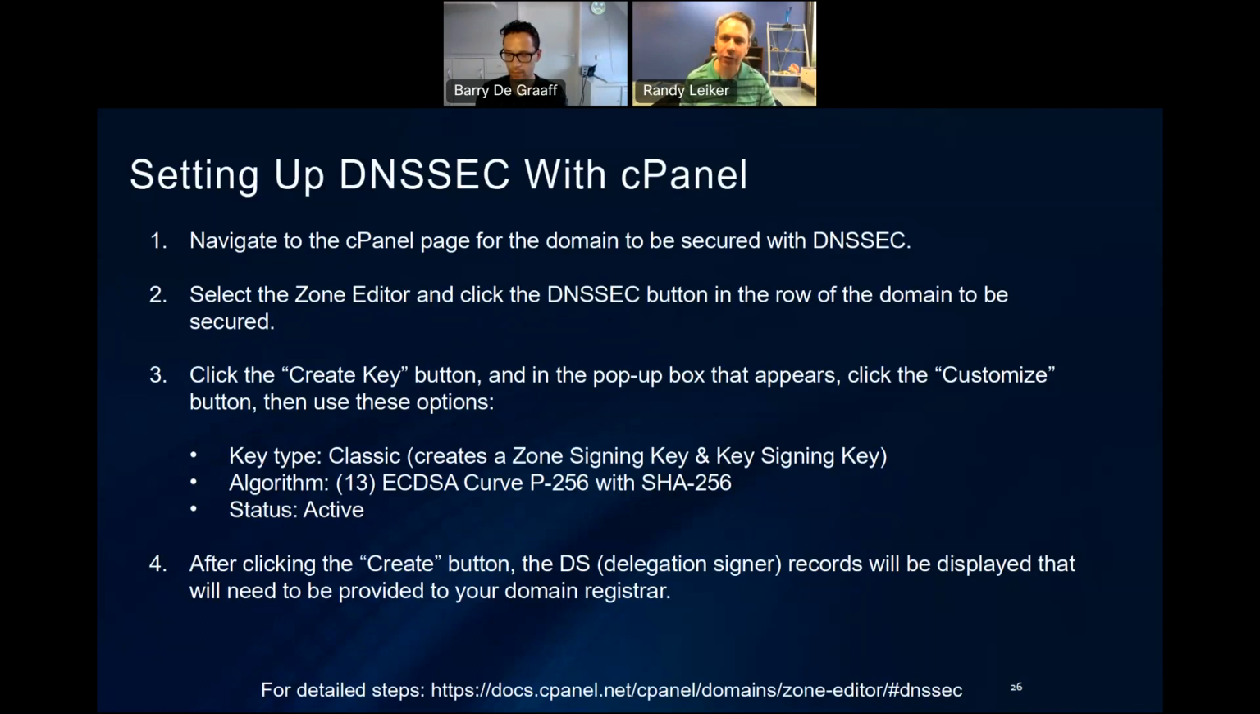Now, if you do not use the Customize button, cPanel is going to create a very weak DNS key record, so it's important to ensure this is set correctly, again, using this Customize option. Then click the Create button, and the DS or delegation signer records will be displayed to you. We'll provide just one of these DS records to your domain register, and I'm going to cover how to do this on a later slide.